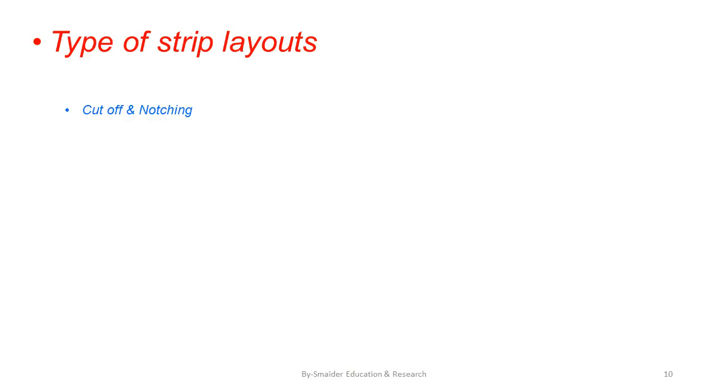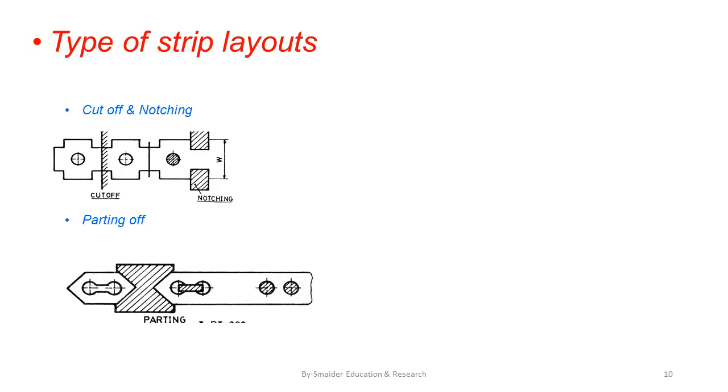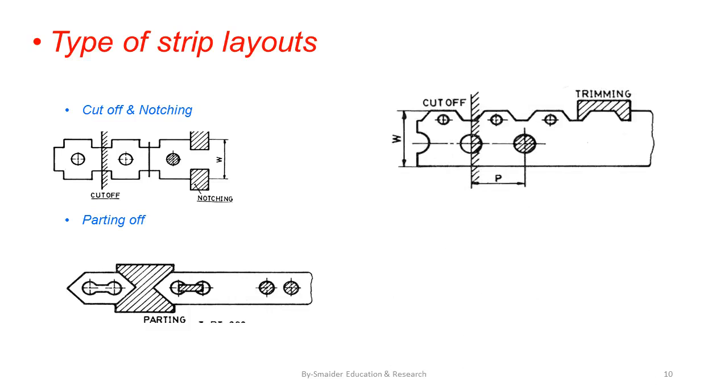Next, type of strip layout: cutoff and notching. This is cutoff and notching, where you need not go for a full blanking, full cutoff outside profile. You can just have a notching punch, a piercing punch and cutoff as shown in the strip. Parting up. Here in parting up, you can have piercing, you can crop it and then part it up to get the profile on the external surface. Similarly, trimming and cutoff method.